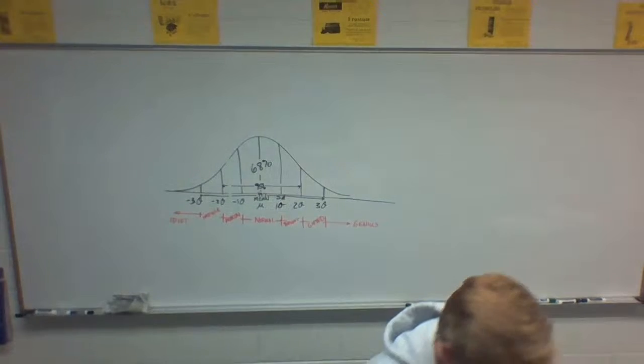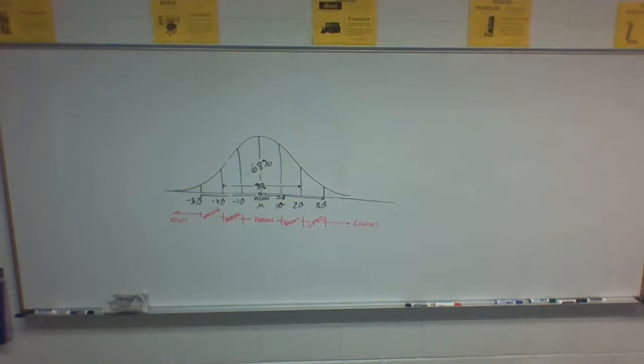Okay? All right. So if you hit enter at that point, you should get 0.933. Yeah? Okay. So 0.933 means that a little more than 93% of the stuff coming off the assembly line will be between 10 and 11 ounces.